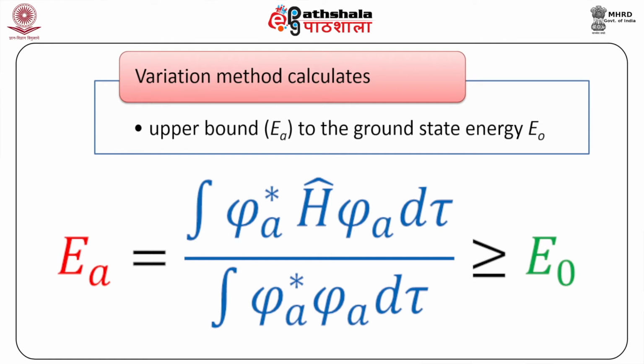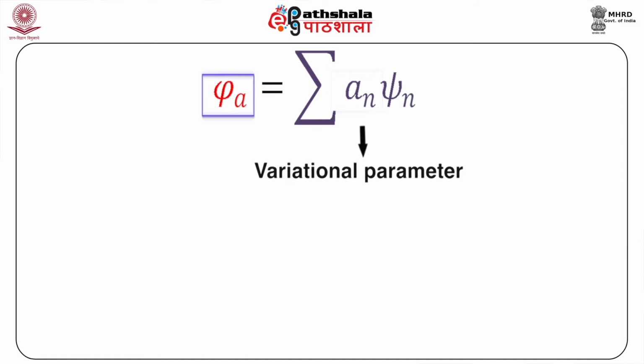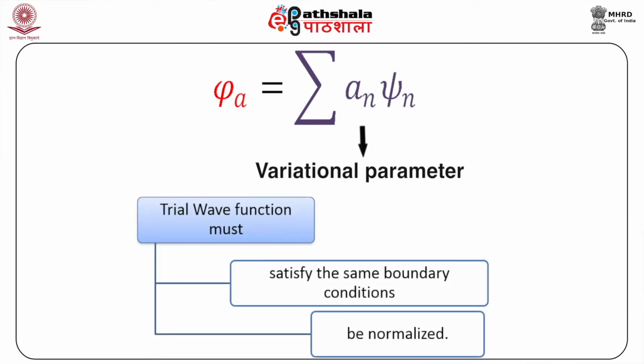A trial wave function can be taken as a linear combination of n linearly independent functions as given in equation 2, where an refers to the variational parameters. So, psi a, that is the approximate function, can be expressed as a linear combination of orthonormal sets of functions psi n. The trial function so chosen must satisfy the same boundary conditions as the exact wave function and should be normalized.